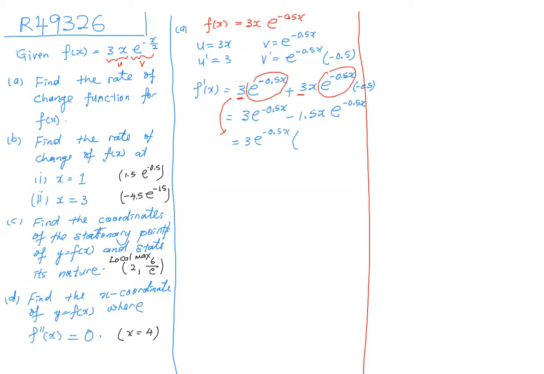Yes, miss. Can you tell me what should I write in the bracket here? Wait, let me check my answer. If I factorize out already, if I take out the common factor 3 and e to the power negative 0.5x, so what should I write here and here? I put negative 1 over 2e. No, you take out the e already. Why negative 1 over 2e? This whole thing you take out. So the coefficient here is 1. Am I right? Yeah. 1 take away.